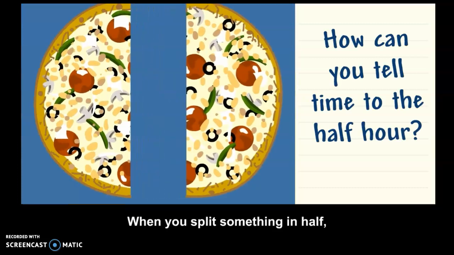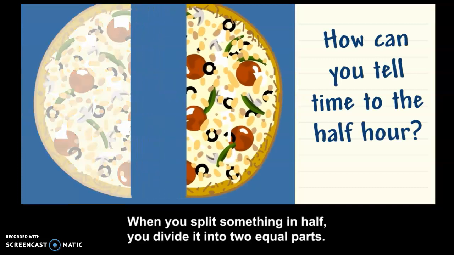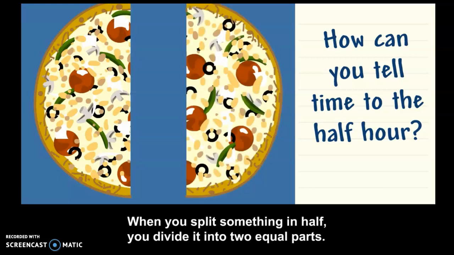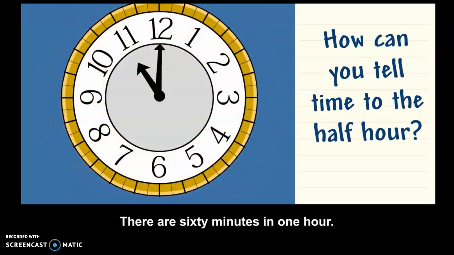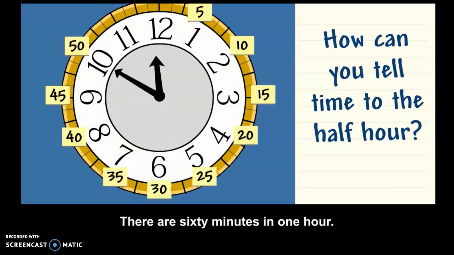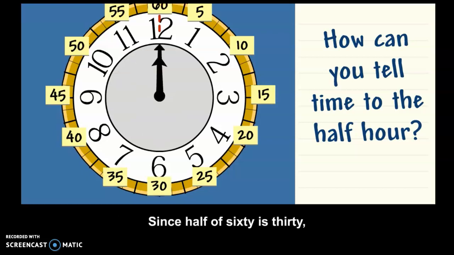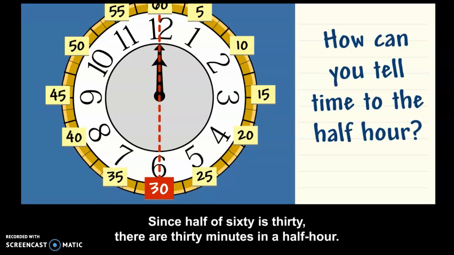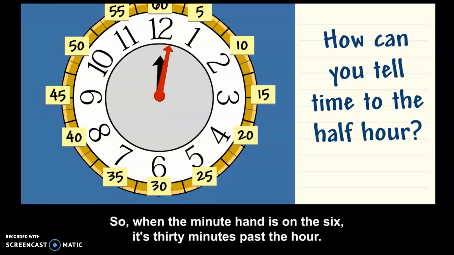When you split something in half, you divide it into 2 equal parts. There are 60 minutes in 1 hour. Since half of 60 is 30, there are 30 minutes in a half hour. So, when the minute hand is on the 6, it's 30 minutes past the hour.